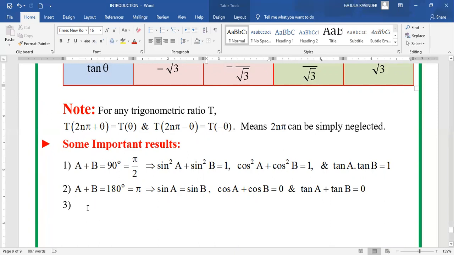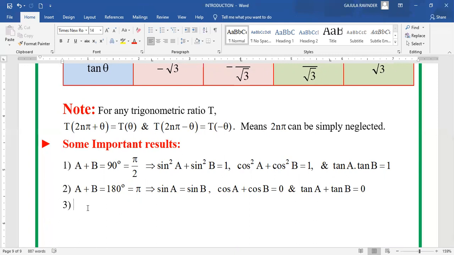Okay. Now, dear friends, some important results here. Of course, I have taken just one or two, but in the exercise, for every question, I will give you the perfect idea. So in the next session, mostly I will go with the exercise. I'll take some good examples of questions and discuss them in the next session on this trigonometry.